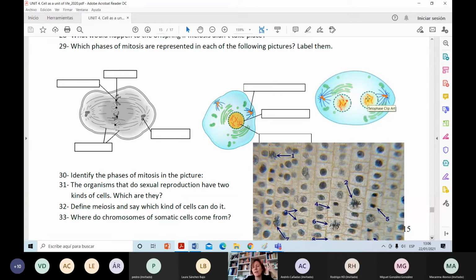So what is the phase in which we may find two nuclei? Is it interphase, prophase, metaphase, anaphase, or telophase? It's telophase, that is, mira si sale aquí el cartel. It's telophase because it's the last phase in this division. So my cell is just about to form a new cell.